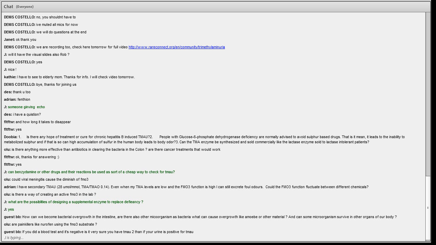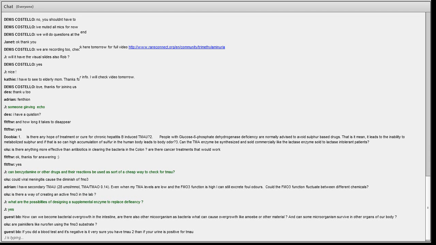Okay. Next is from a user named Olu, who is asking, is there anything more effective than antibiotics in clearing the bacteria in the colon? Are there cancer treatments that would work? Well, the problem is you don't want to clear too many bugs from your intestine. It's a certain type of bacteria that produces the trimethylamine. I can't comment on any cancer treatments, I'm sorry, I'm not a clinician, so I couldn't give you any advice on that. Antibiotics are used as a short-term measure, but they're not a long-term treatment.